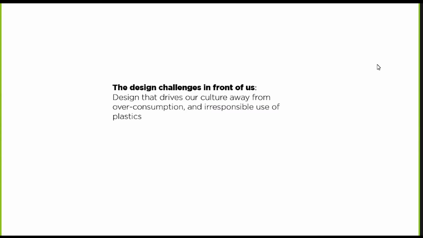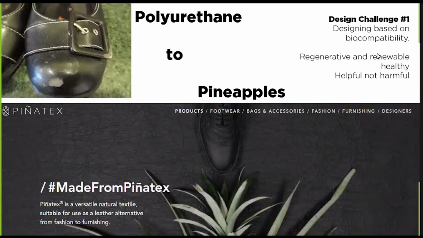All right, so some of the design challenges. I want to dive into some of these exciting things that are happening today, and summarize what the design solutions are from my perspective. Essentially, we need to design a culture that moves away from overconsumption and irresponsible use of plastics. But how do we actually do that? So my first design challenge that I want to present is designing based on biocompatibility. Plastics are not compatible with nature. Nature does not know how to break them down.